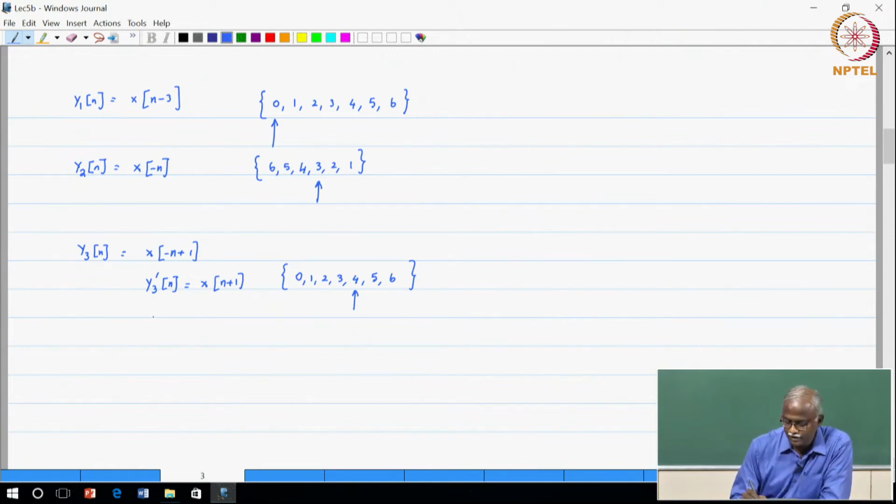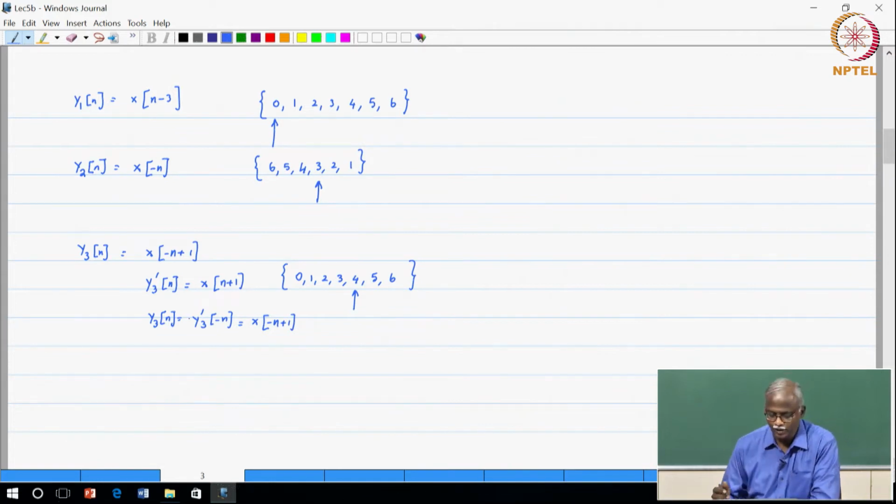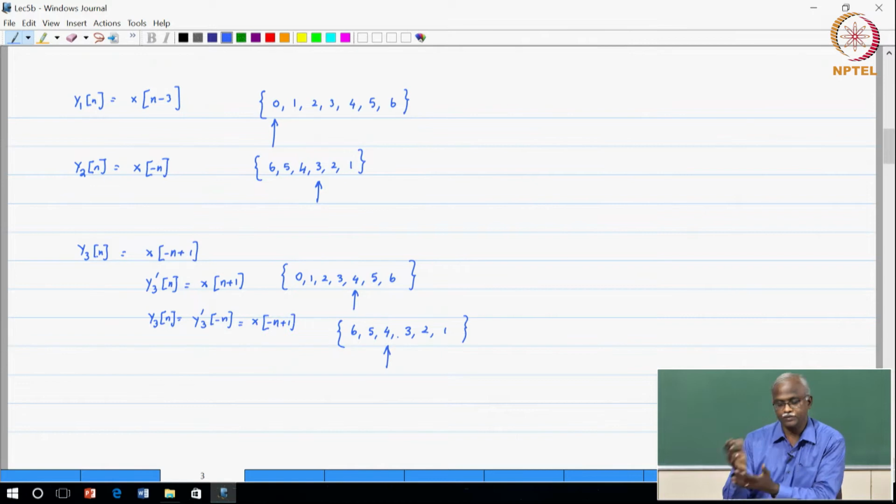The next step: y3 of n is y3 dash of minus n. You can verify that this is actually x of minus n plus 1. But it's much easier to flip y3 dash of n. So basically the sequence would be 6, 5, 4, 3, 2, 1, with 4 being the origin. So you time reverse the sequence with that.